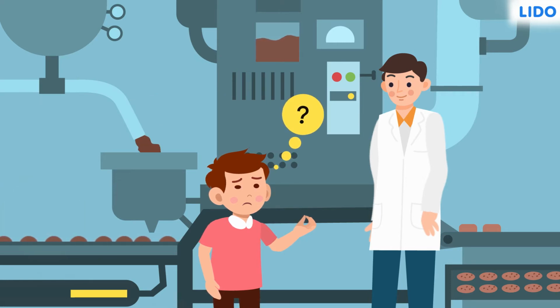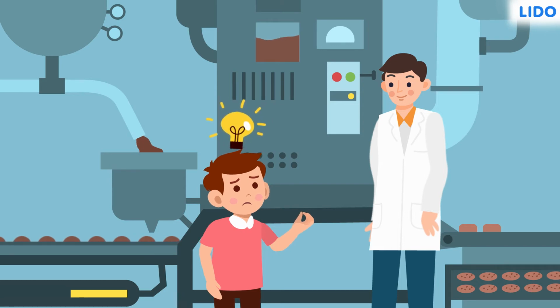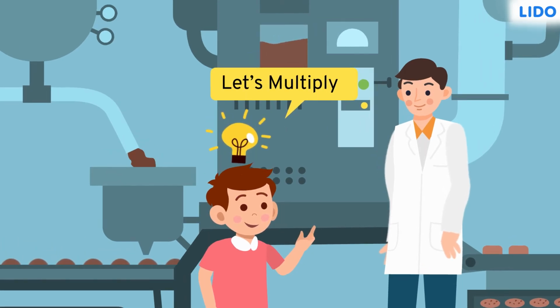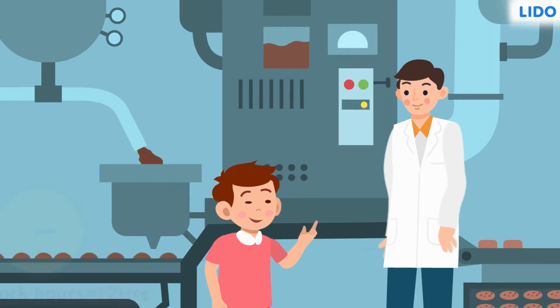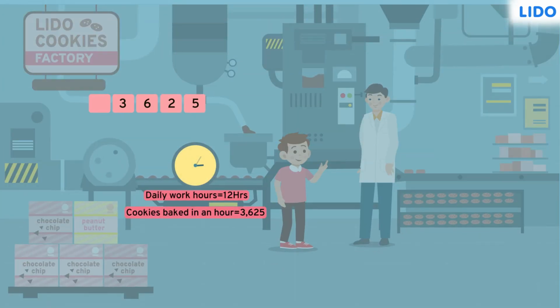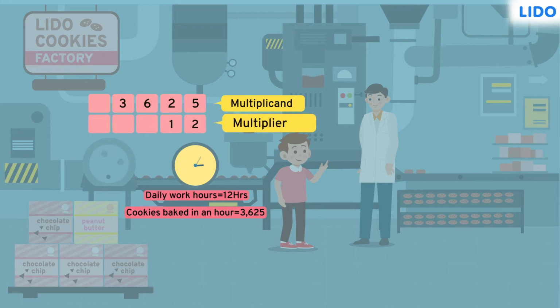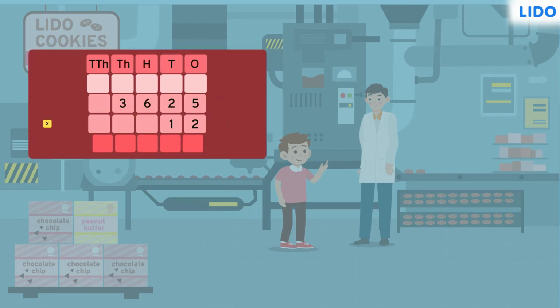Well, instead of adding 3,625 with itself 12 times, he decided to use multiplication. Let's see how he did it. Here, the number of cookies made in 1 hour is the multiplicand and the number of daily work hours is the multiplier. To find the total number of cookies made every day, we must multiply the two values.